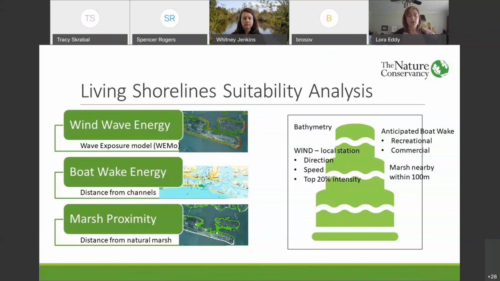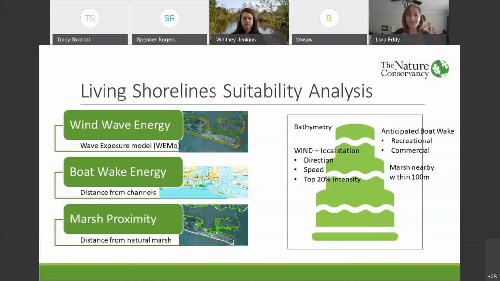And they adjusted it according to whether it was a recreational channel or commercial traffic, because the waves are generally different from those kinds of vessels. The third factor, proximity to marsh. We know that if there's nearby marsh, it indicates there are suitable conditions for marsh vegetation to grow and survive. And that was also incorporated if it's within 100 meters. That was ranked in the suitability analysis.